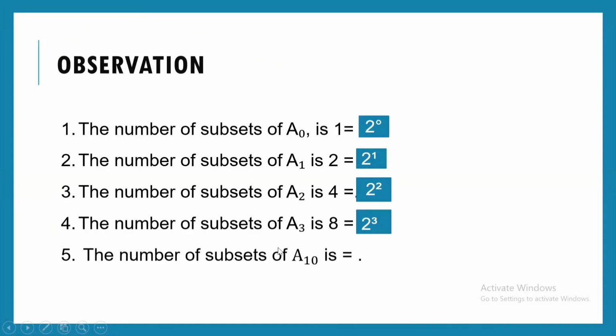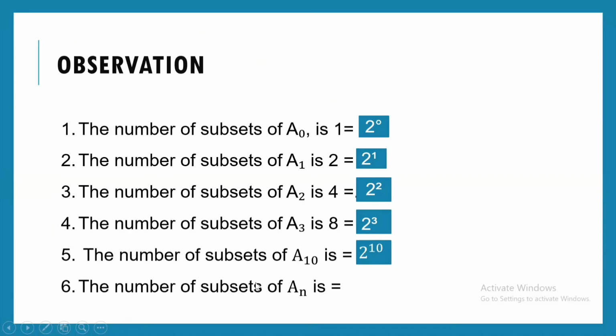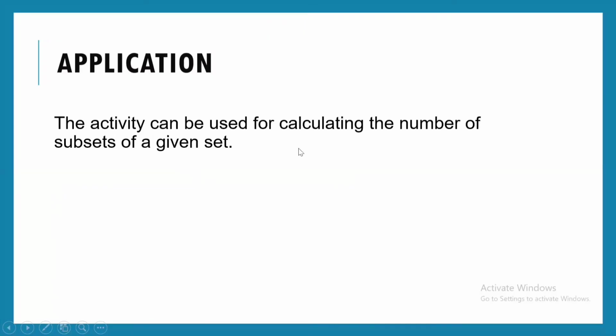So same way, if you go ahead, the number of subsets of A10 is going to become how much? I'm sure you might have guessed it right. It is 2 raised to the power of 10, which is having 10 elements. And same way, the number of subsets of An having n elements is going to be 2 raised to the power of n. So this is what we have observed. The activity can be used for calculating the number of subsets of a given set.